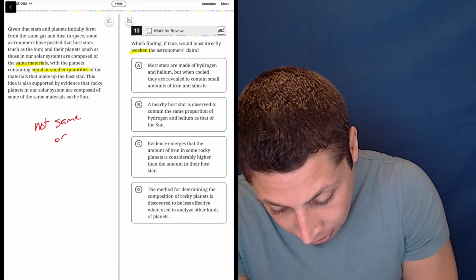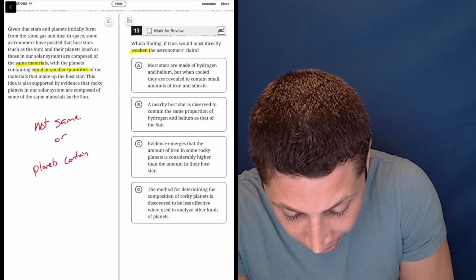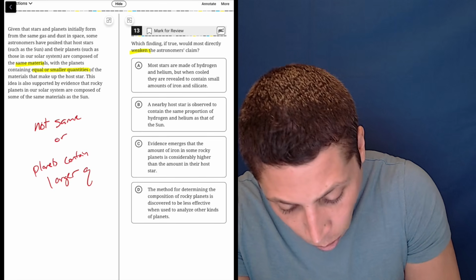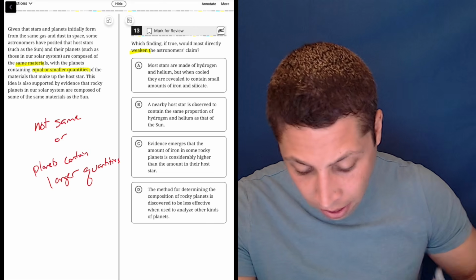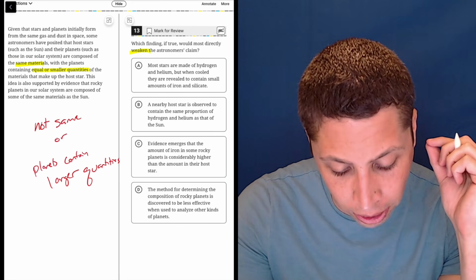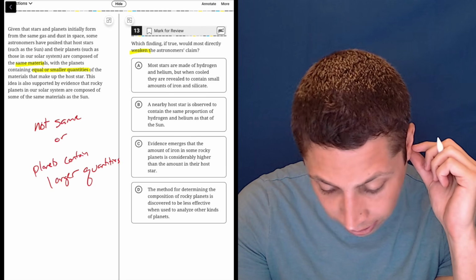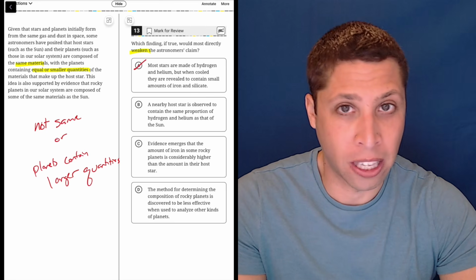Or we have planets contain larger quantities, right? Because if it says it's equal or smaller, then if it's larger, that's going to weaken their claim. Okay, most stars are made of hydrogen and helium, but when cooled, they are revealed to contain small amounts of iron and silicate. I don't think it has anything to do, it's only about the stars. We need it to be about the stars and the planets, I guess.